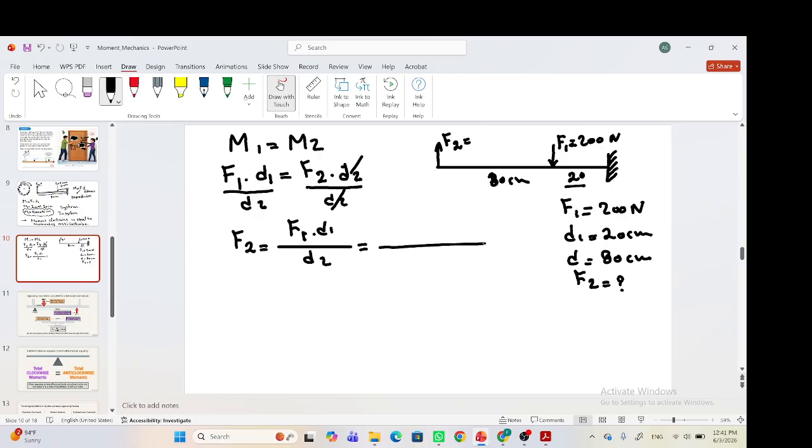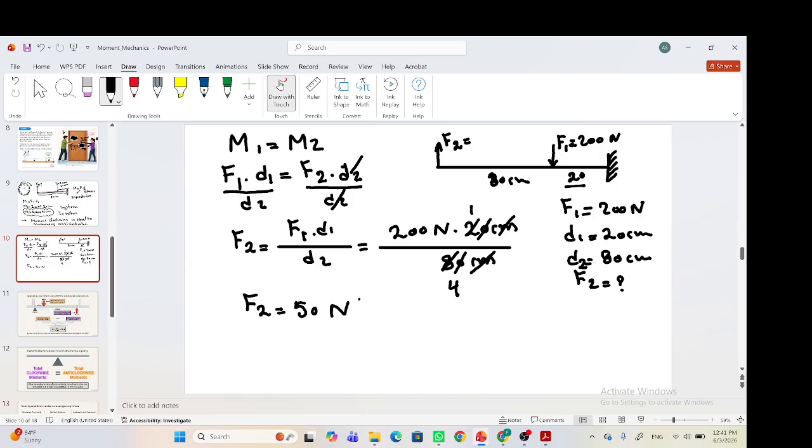Okay, so let's put their numbers. Here we have F1 is 200 newtons multiplied by d1 is 20 centimeter, over d2 is 80 centimeter. Now F2 will be equal to, okay, this centimeter will be removed with this centimeter. We have 0 removed with the 0. We have 2 over 2 is 1, 8 over 2 is 4. Now you may divide 200 over 4, so the result will be 50 newtons.